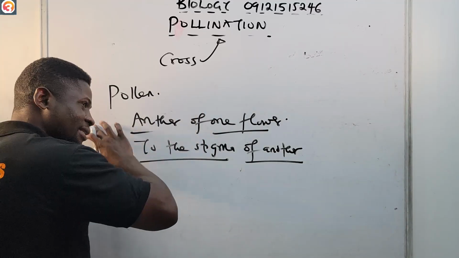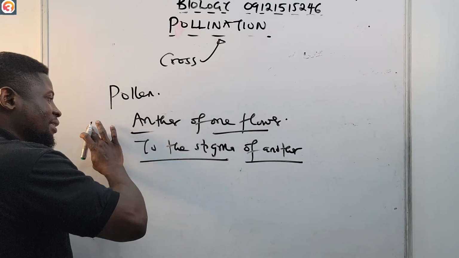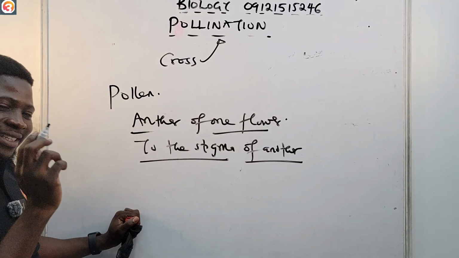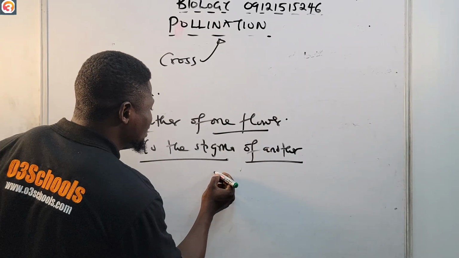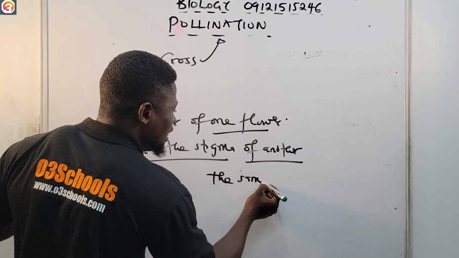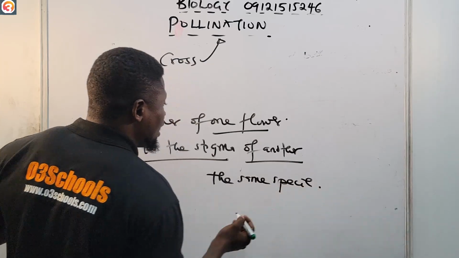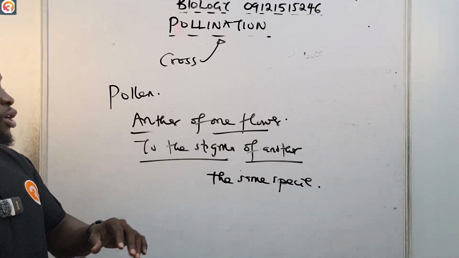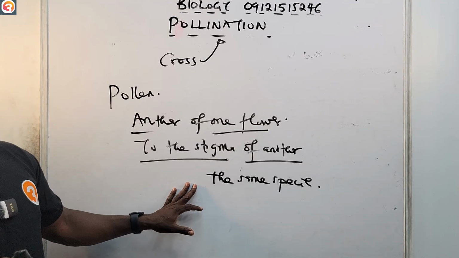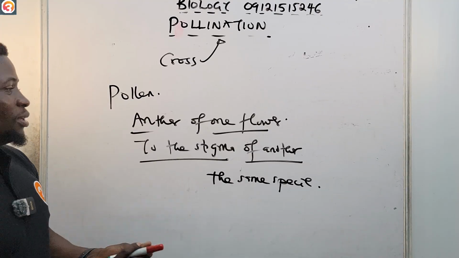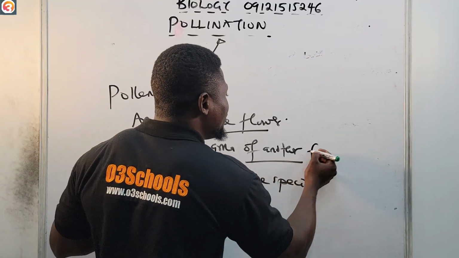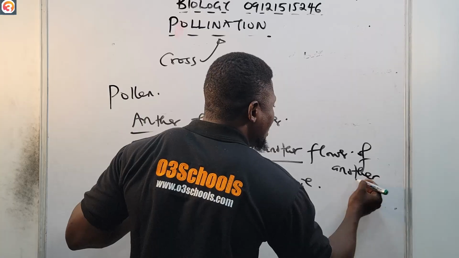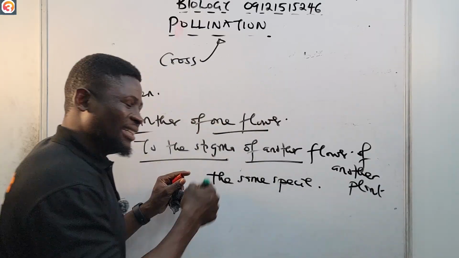The anther is on one plant. The stigma is on another plant, but they must be of the same species. So that's why we say cross-pollination is the transfer of what? Of anther of one flower to the stigma of another flower, of another plant, not that same plant.